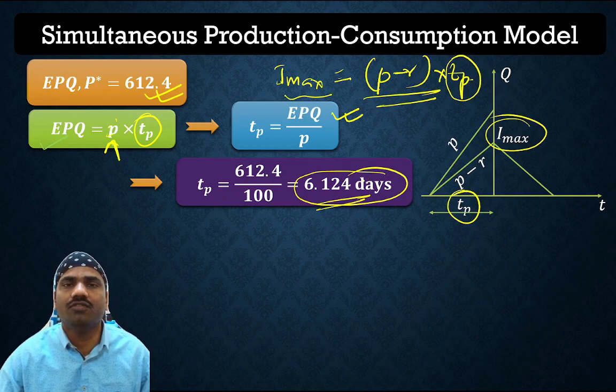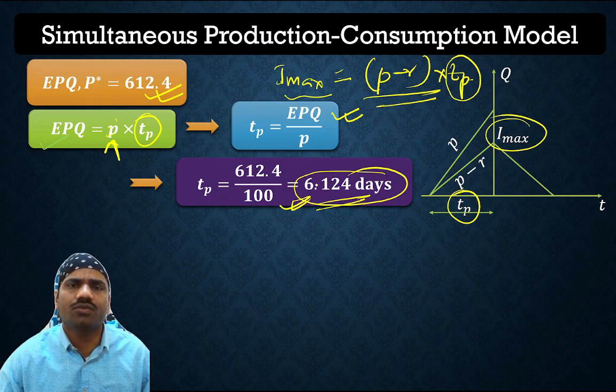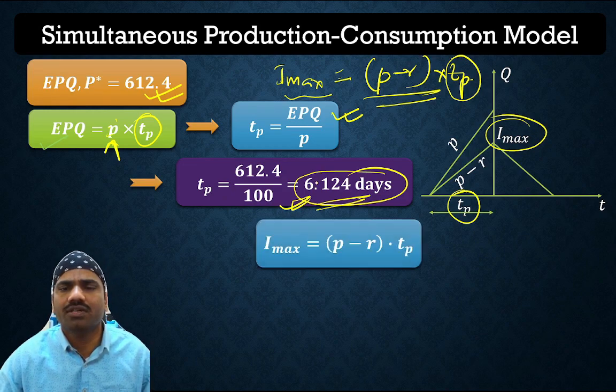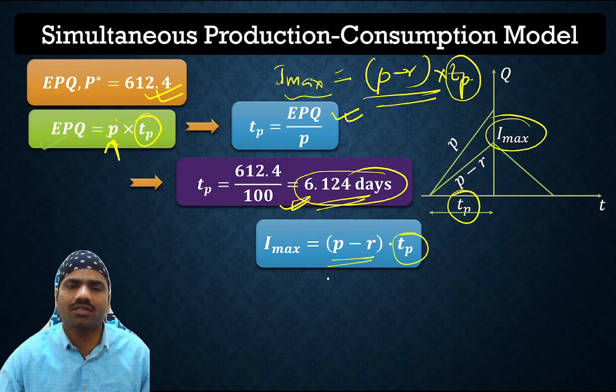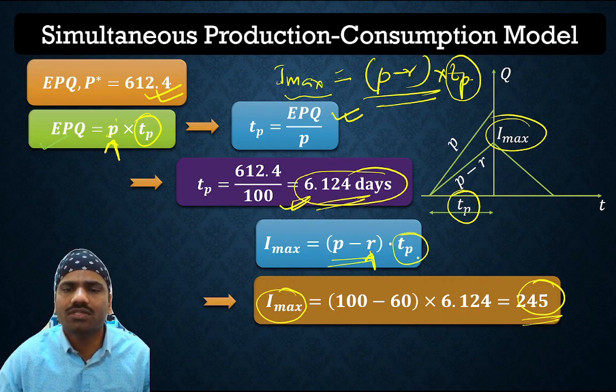We will go for fractions only; we will not go for integers, so we will leave it as a fraction. The production time is 6.124 days, the production rate is 100, and the economic production quantity is 612.4. Now the maximum inventory will be the production rate minus the consumption rate into the production time. The production rate is 100 and the consumption rate is 60, so 40 into 6, which gives you around 245.